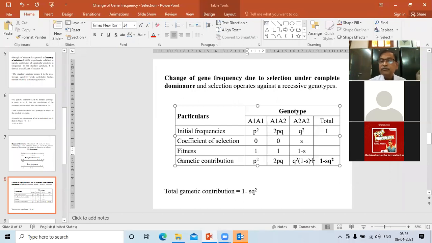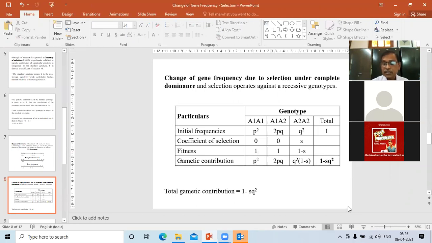After simplification, this is the old total, that is 1, the total genotype frequency. The new genotype frequency will be equal to 1 minus SQ square. How it is derived, you see in the next slide.